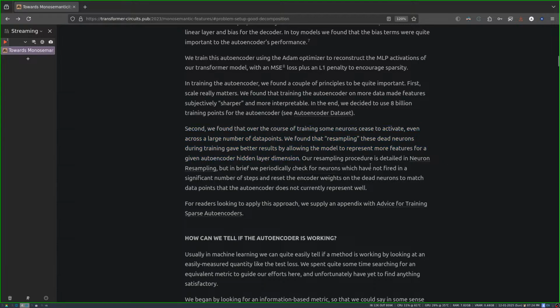Our resampling procedure is detailed in neuron resampling, but in brief, we periodically check for neurons which have not fired in a significant number of steps and reset the encoder weight in the dead neuron to match data points that the neuron can represent.